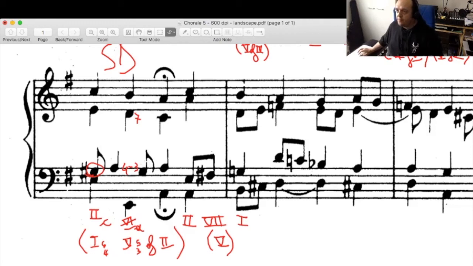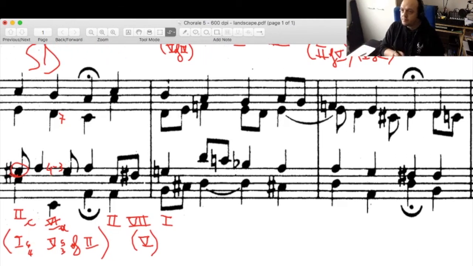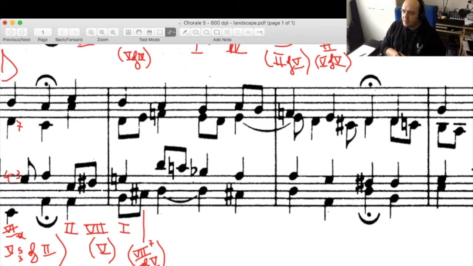Okay, so that. What do I have here? I'll just put the function is 7, 7 of 5. However, it doesn't go to 5, it goes to 5 minor. Here I have 5 minor.